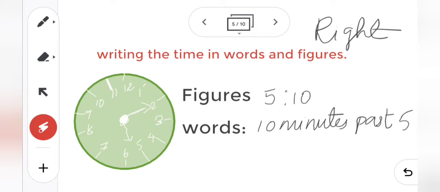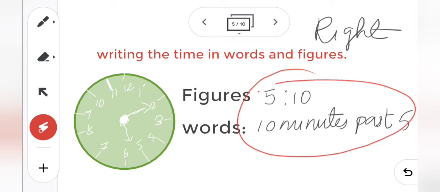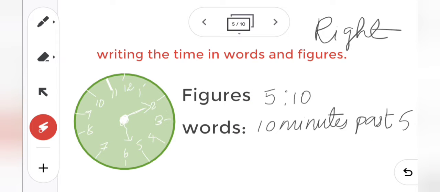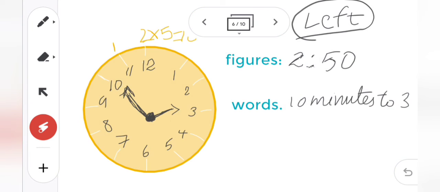Only on the left side will it be changing. So here you have to write the minutes first. The minute hand is on 2. So 2 means 2 into 5, 10 minutes. So 10 minutes past. When it is on the right side, I have already told you that you have to write past. So 10 minutes past the hour. The hour is 5, so 10 minutes past 5. So on the right side, both will be the same in figures and in words. It is nothing difficult. But when it is on the left side, there will be a change.